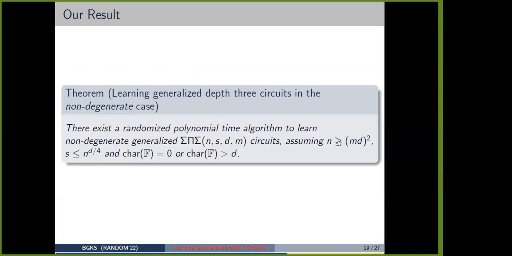And the result that we show is that we can learn the generalized depth 3 circuit in the non-degenerate case, assuming that n is greater than md squared. This essentially means the arity is bounded by square root of n by d, and the number of summands is bounded by n to the d by 4, and the characteristic is 0 or large enough.